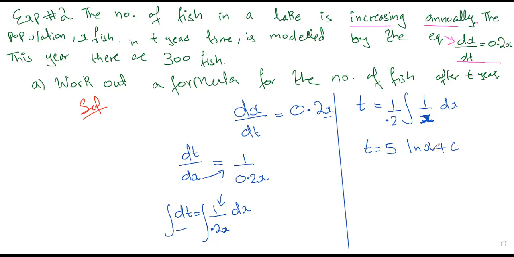Wait, why 5? Isn't it 1 by 2? 1 by 0.2 is basically 5. Oh yes, it's 1 by 0.2, not 2. Okay, very good.